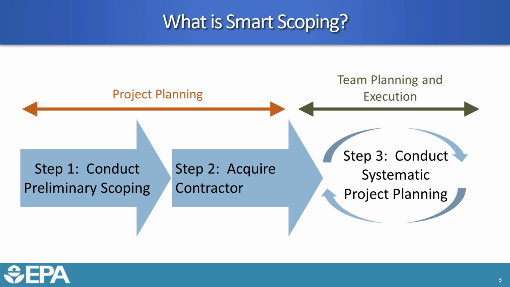The first part is to do what we call preliminary scoping. That's basically how we prepare for what we need to buy in the second step, which is either acquiring a contractor or making sure that we've secured the resources to be able to do whatever work we are planning to do at the site. And then the third step is to conduct systematic planning, and really what that is, is to check and make adjustments to any of the assumptions that we've made from the preliminary scoping phase.